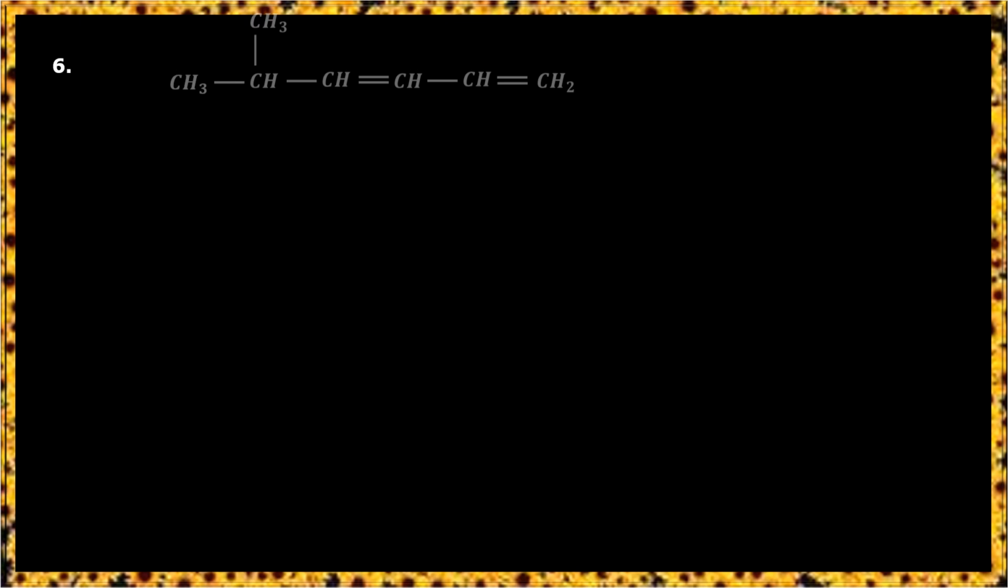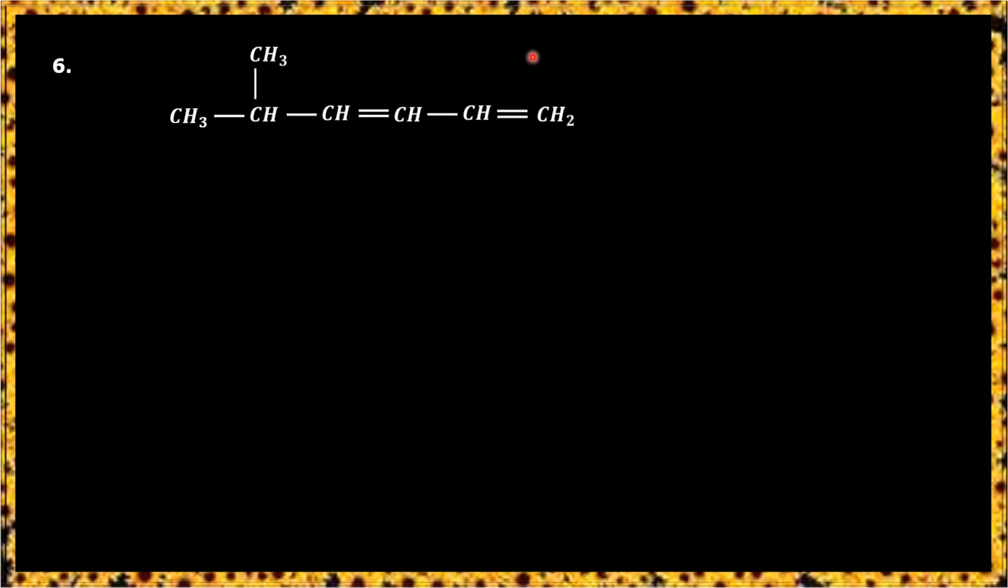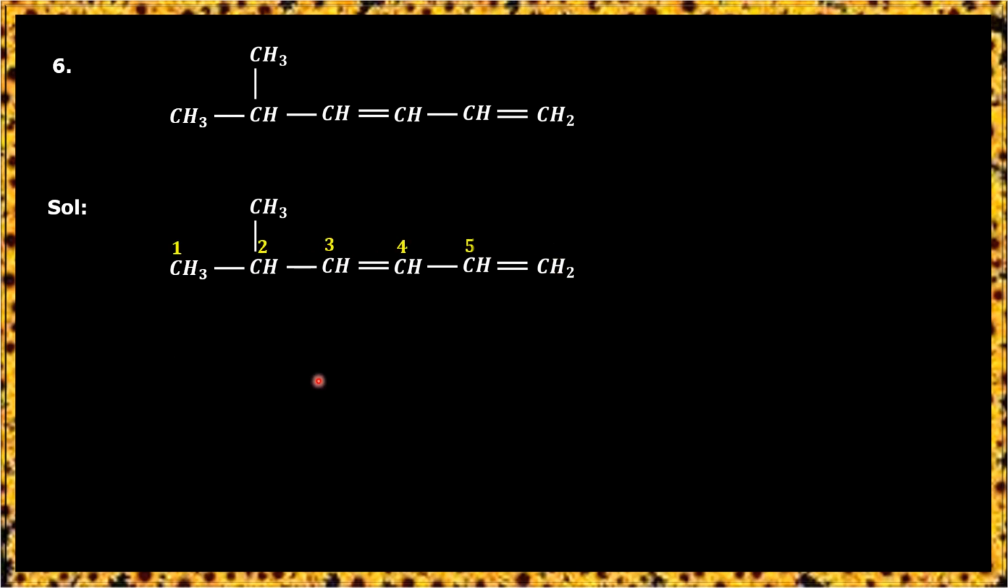Next, problem number 6. This is an organic compound. We have to give the IUPAC name for this. So this is the longest chain of carbon atoms I am selecting, and numbering can be done in either way, that is from left to right and from right to left also. So which way of numbering is correct, I will determine later by using a rule called the lowest set of locants rule. I am using it here.